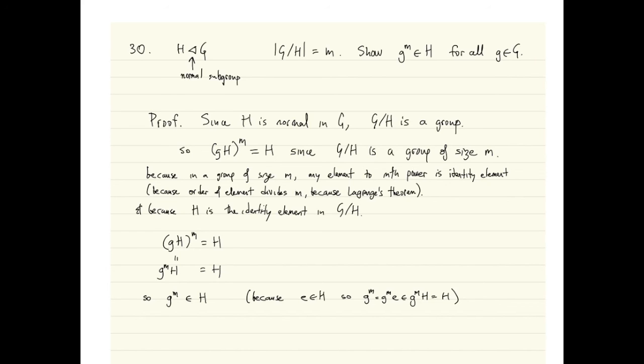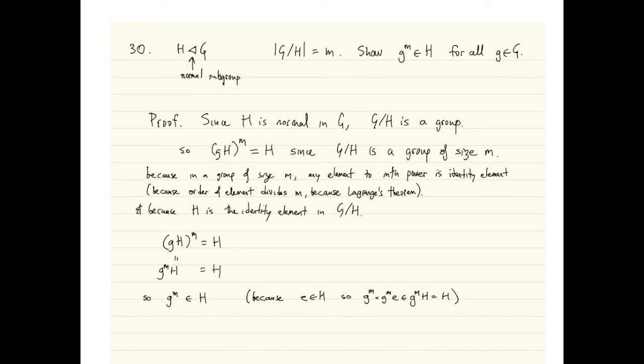Finally, let's do a problem that's more proof-oriented instead of with actual numbers. Okay, so the hypothesis or the assumption is let H be a normal subgroup of G. The important fact then is that G mod H is a group. Assume that the size of G mod H is M. Show that g to the M is an element of H for all elements g of the group. For the proof, since H is normal, G mod H is a group. It's going to be a group of size M, is what we're told.